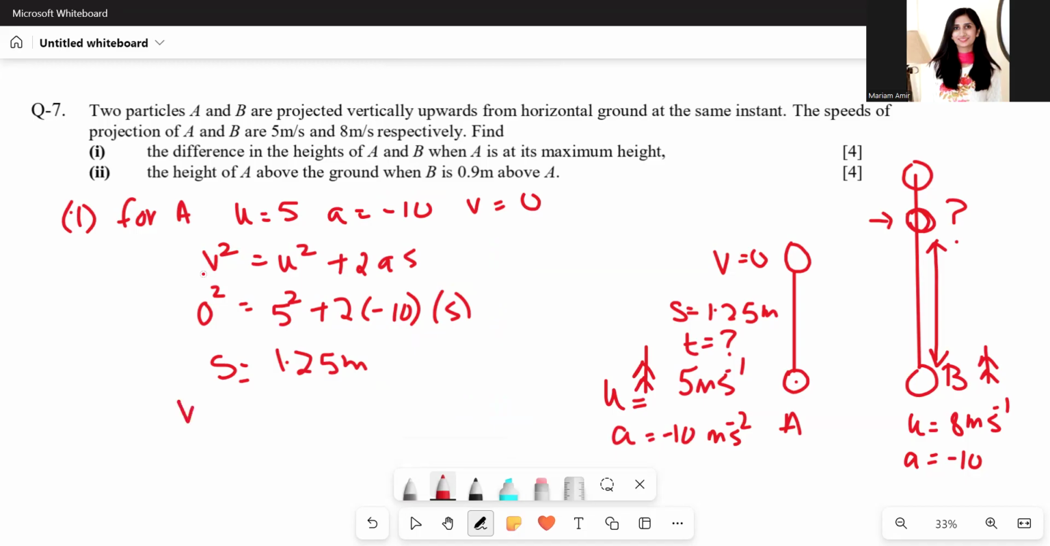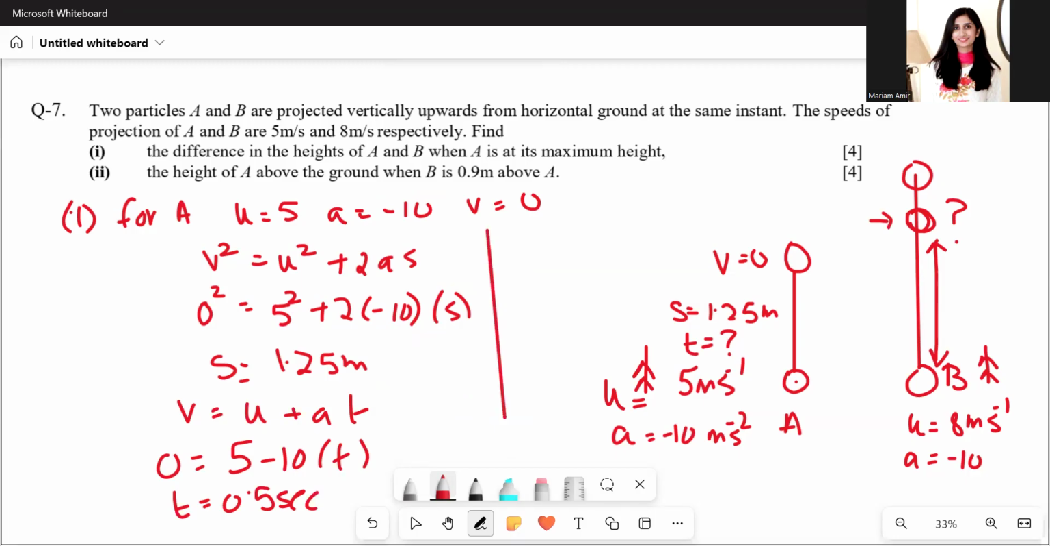I'm going to use V is equal to U plus AT. So 0 is equal to 5 plus AT. This gives T is equal to 0.5 seconds. So in 0.5 seconds, object A reaches its highest position. So in 0.5 seconds, what is the distance of B above the ground? So for B, we know U is 8, A is minus 10, and T is 0.5 seconds.